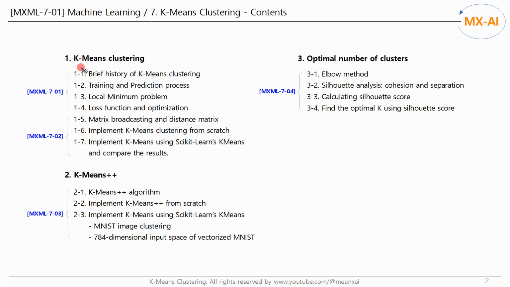So far, we have seen how KMeans clustering works. In the next video, we will implement this from scratch. We will also implement this using Scikit-Learn's KMeans class and compare the two results.